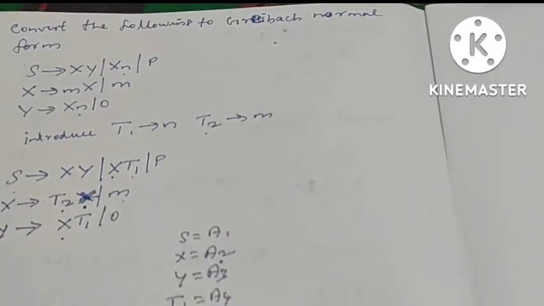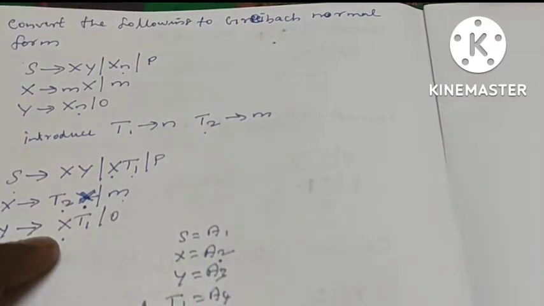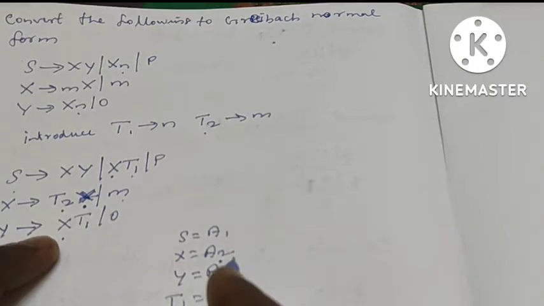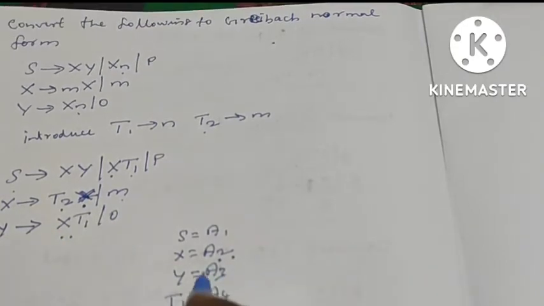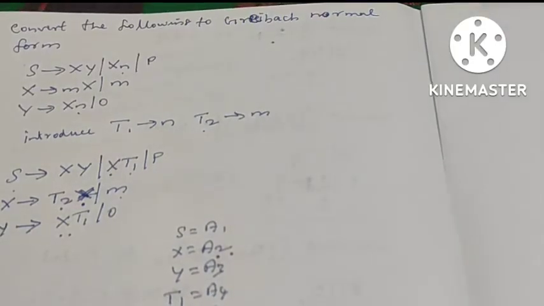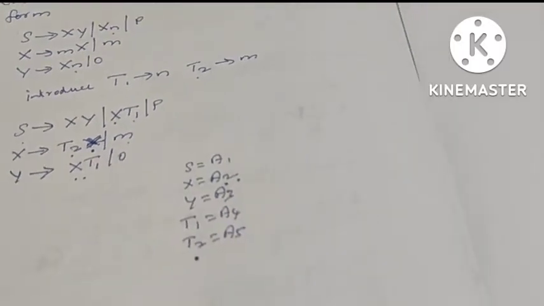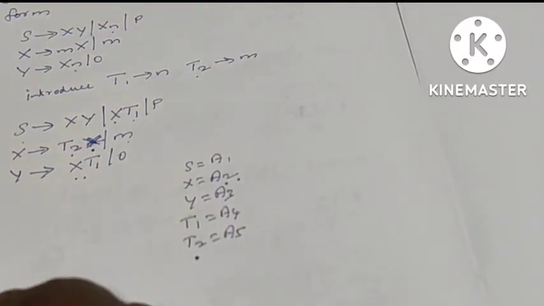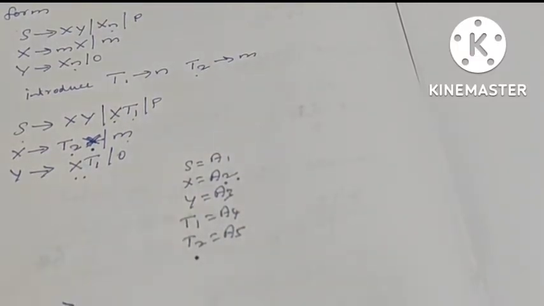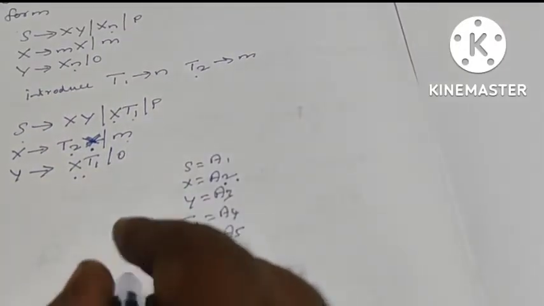Y is named A3 as well, so no issues. When X has been named, it has the name A2, and T1 already has the name A4. So altogether there are 5 non-terminals, which include S, X, Y, T1 and T2. Okay, so we will rewrite these productions in A form now. When we rewrite, S can be named A1 tends to, and X can be named A2, and Y can be named A3.